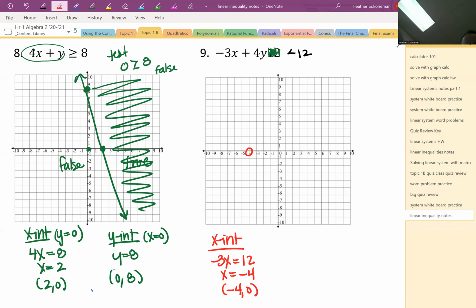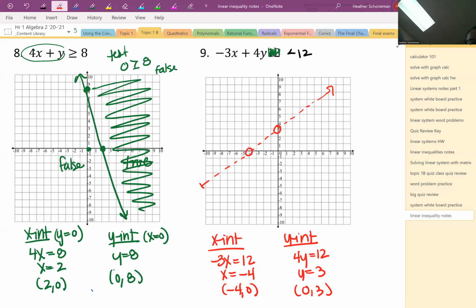The y-intercept is when x goes away. So I get 4y equals 12. So y equals 3. So my point is 0, 3. So I have a point here. And now I'm going to connect the dots. Okay, with a dashed line because it's a less than.